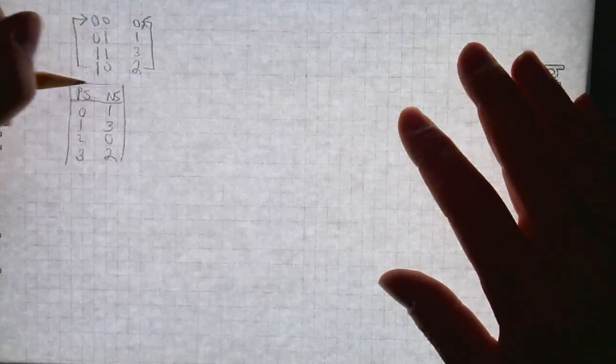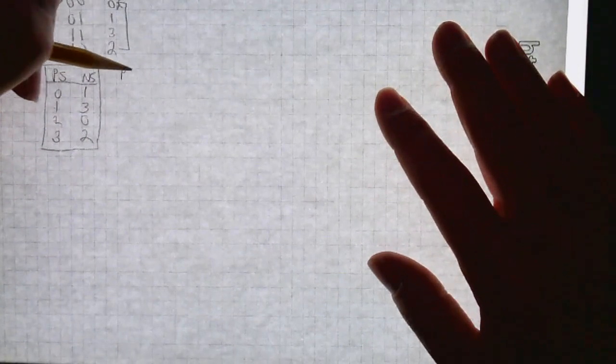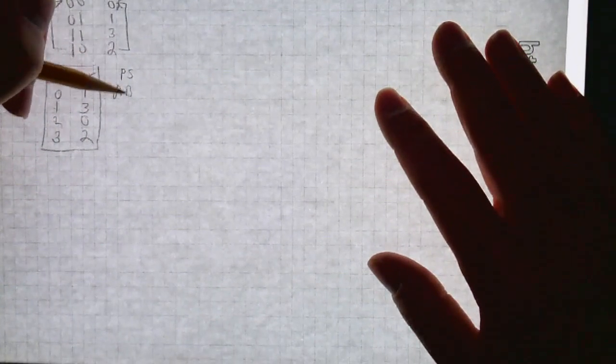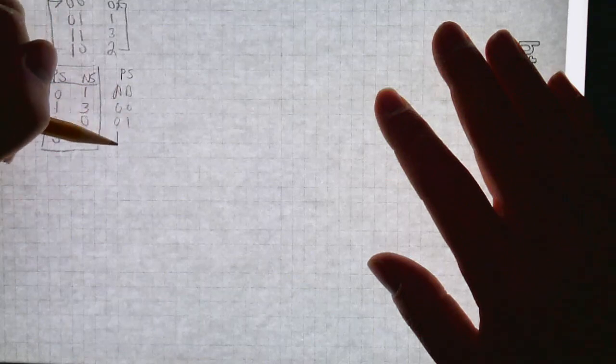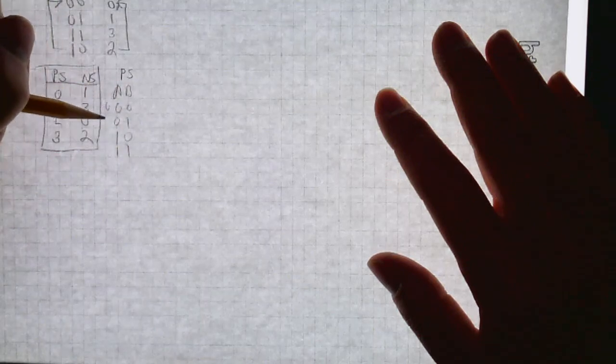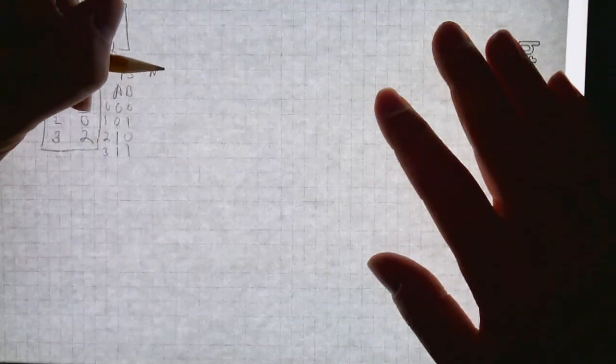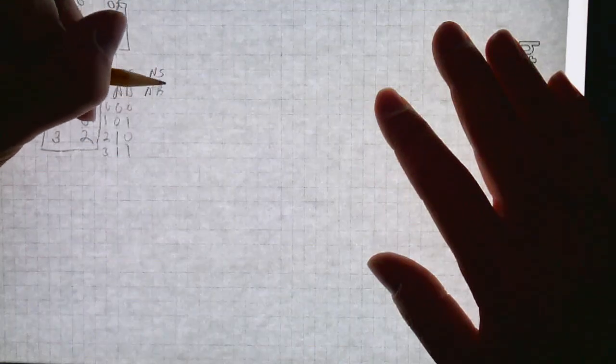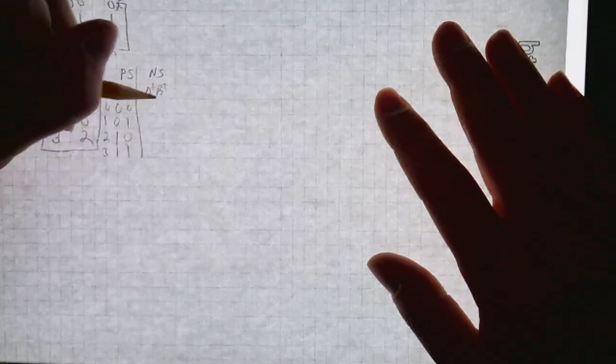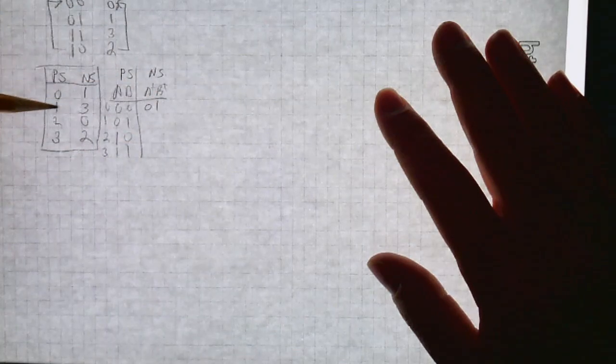And now we can encode this in binary. And we encode it in binary by writing present state A and B, 0 0, 0 1, 1 0, 1 1. Number the states, 0, 1, 2, 3. And then get the next state as A plus B plus. And then 0 goes to 1, 1 goes to 3, 3 goes to 2, 2 goes to 0.